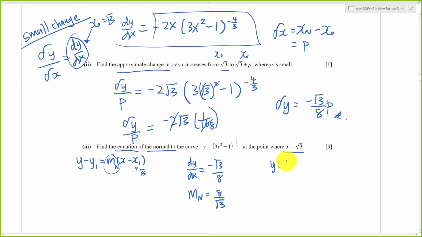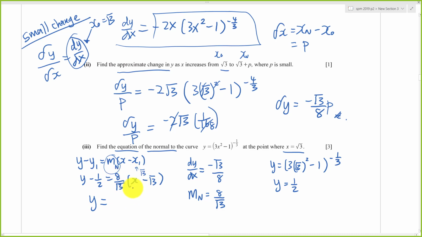So my y will equal to 3 square root 3 squared minus 1, to the power of -1 over 3. So my y should be, okay, here should be 8. 8 to the power of -1 over 3 should be 1 over 2. Yup, so y minus 1 over 2 equals to 8 over square root 3 times x minus square root 3. So by solving this, you will get the equation.